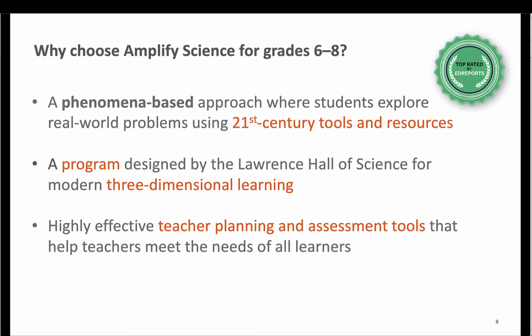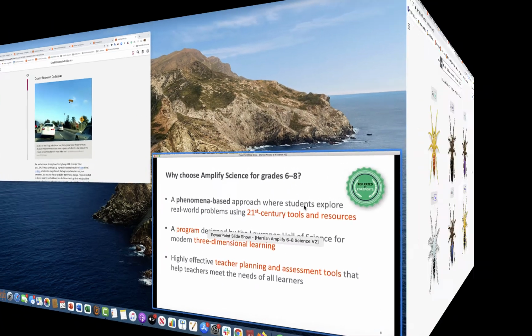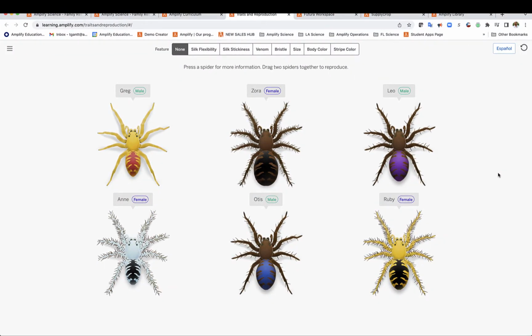We call them SIMs, short for simulations. These are engaging factors which allow students to collect evidence in a way that we couldn't before. So here I am at my traits and reproduction simulation. You'll notice they're spiders. Students are going to be genetic researchers, and their goal is to breed these Darwin bark spiders to create a spider silk to replace a torn tendon in the human body.